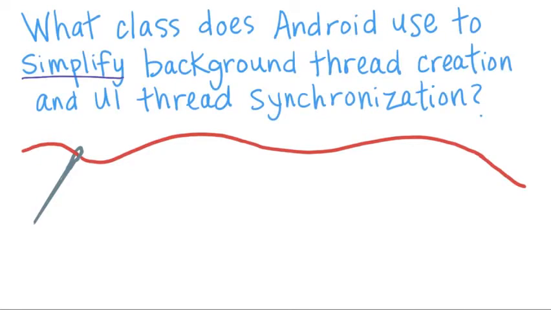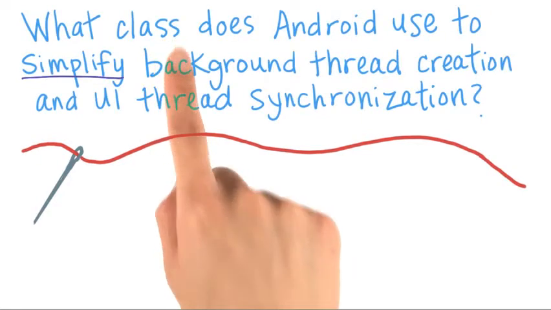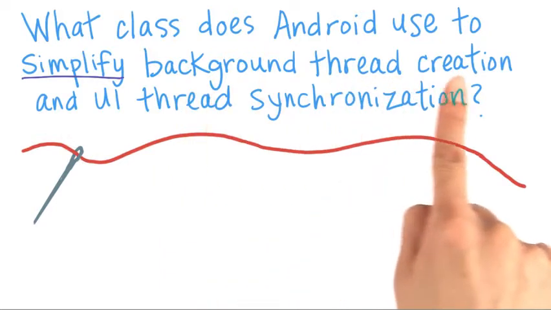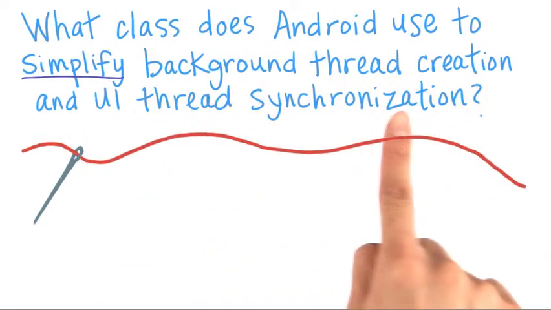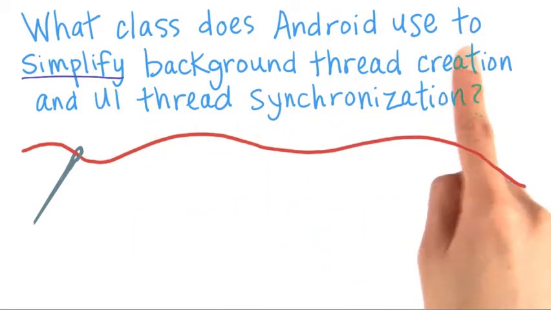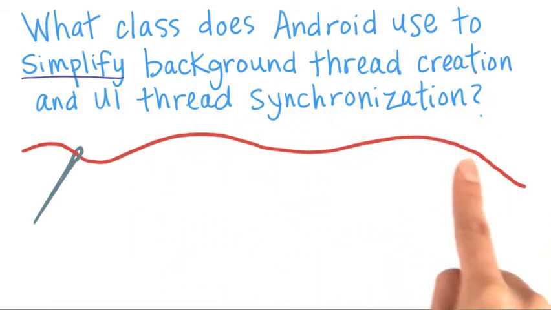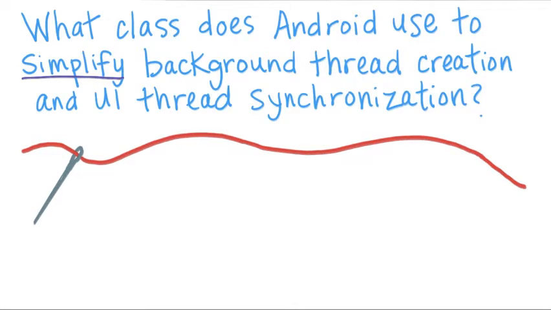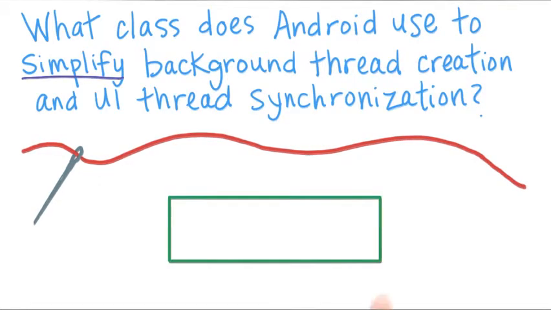Well, there are several options, but let's look for the name of the Android class that simplifies background thread creation and UI thread synchronization, so that the results from the background work will come back onto the main thread, and then we can use it to update our UI. Search online and figure out the answer to this question, and then enter the class name in the box.